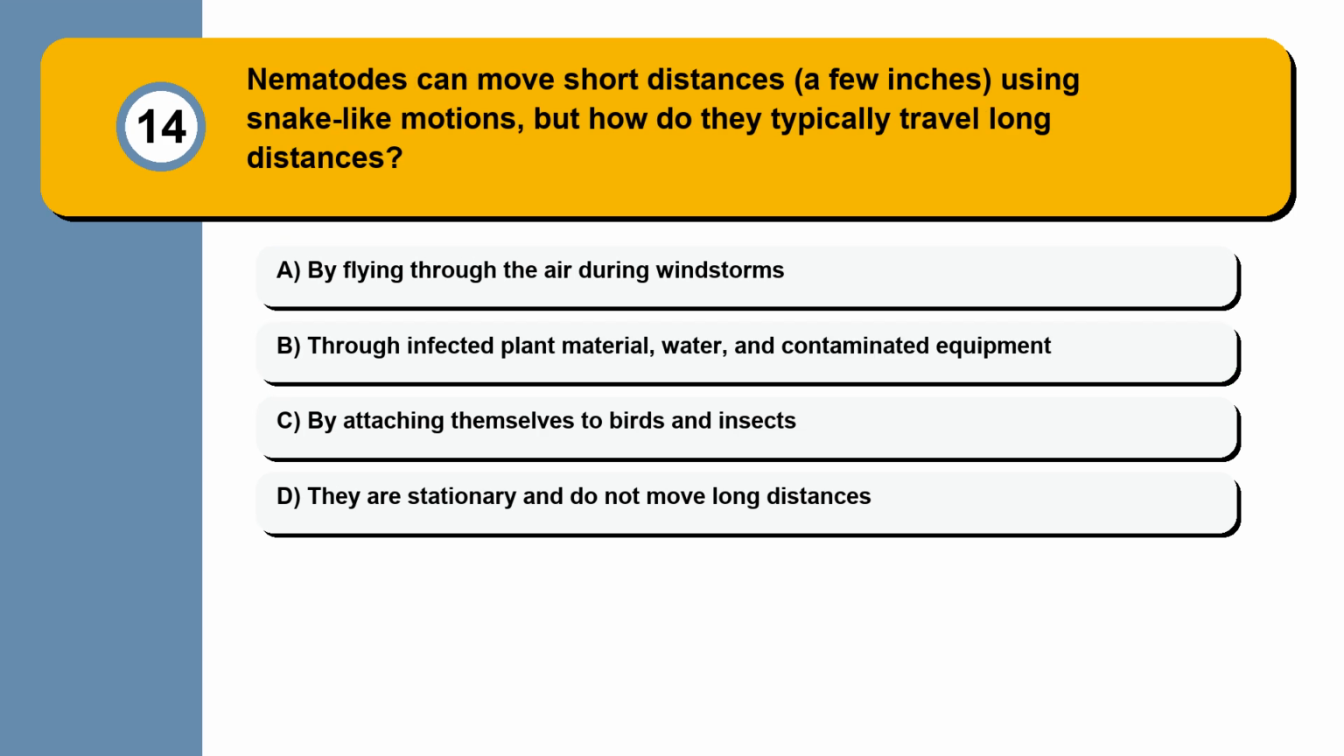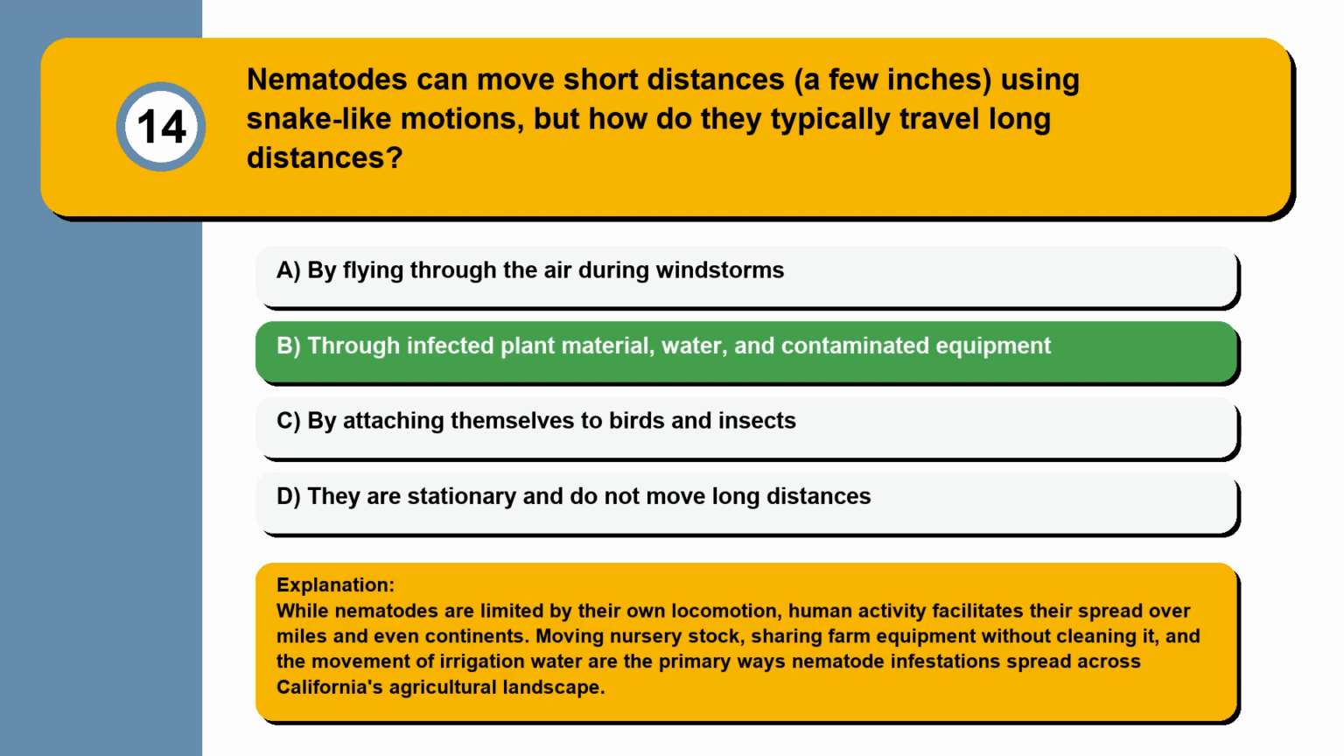Question 14. Nematodes can move short distances, a few inches, using snake-like motions, but how do they typically travel long distances? By flying through the air during windstorms, through infected plant material, water, and contaminated equipment, by attaching themselves to birds and insects. They are stationary and do not move long distances.